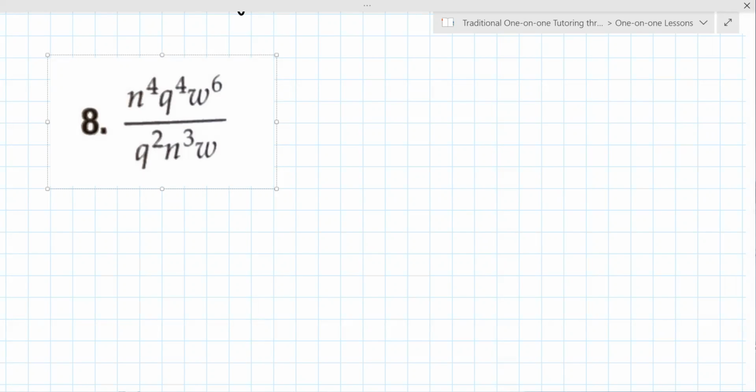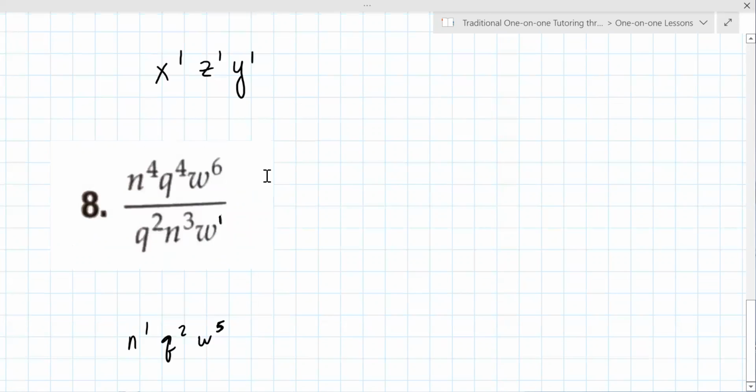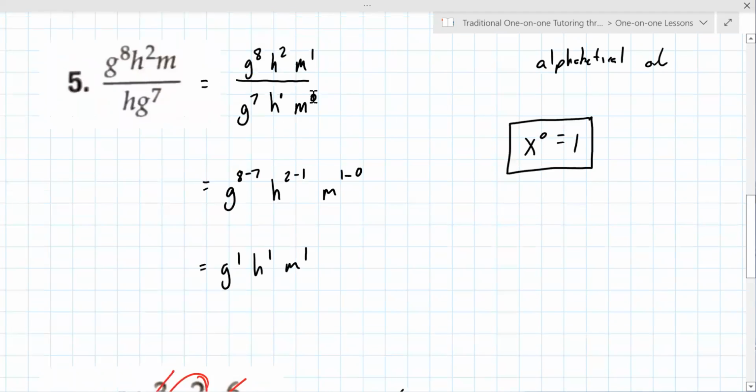I got n to the power of 1, and then q to the power of 2, and then w to the power of 6. What's the exponent? Yeah, it'd be 5. So write a 1 if you don't see it. Wait, so when do we write a 0? It's when there's nothing there, or you don't need to write anything. It's only if you feel really compelled to, and you don't like it without having something there underneath.